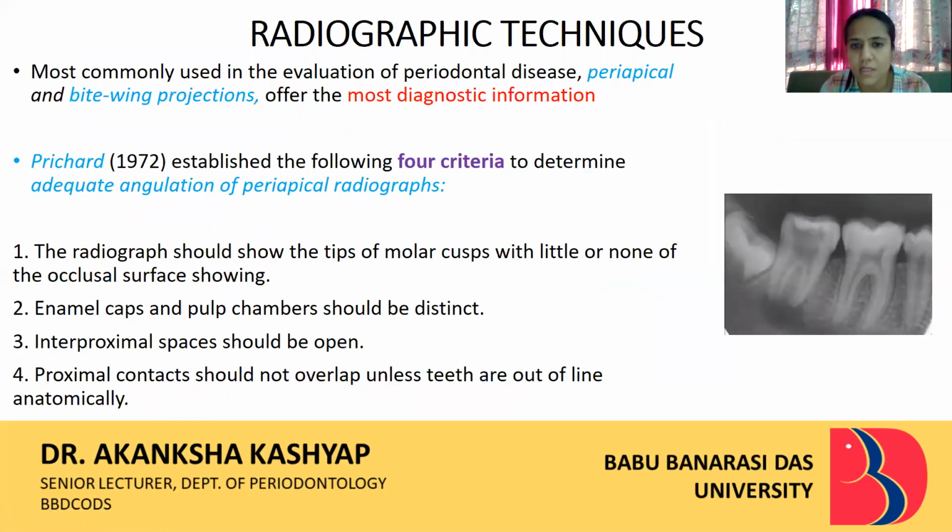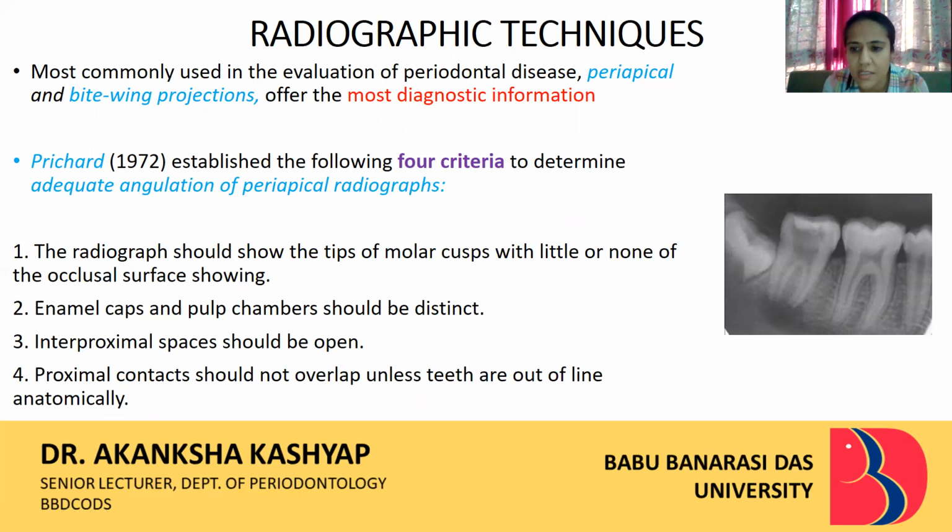Now the radiographic techniques. For periodontal evaluation, we basically use two types of techniques, which are periapical and bite wing projections. The periapical is also known as IOPA, intraoral periapical radiographs. Why these two? Because they offer the most diagnostic information from the periodontal point of view. Pritchard, in 1972, established 4 criteria to determine the adequate angulation of the periapical radiograph.